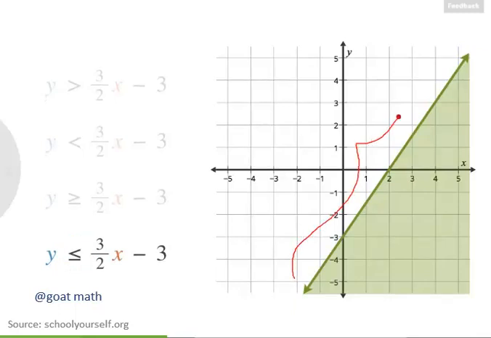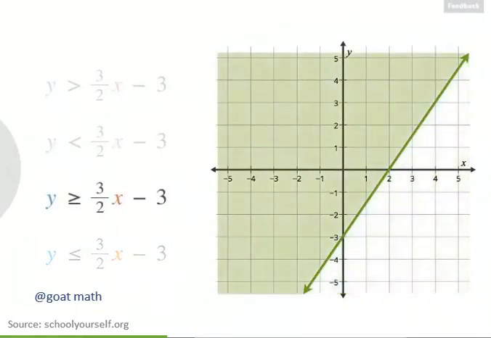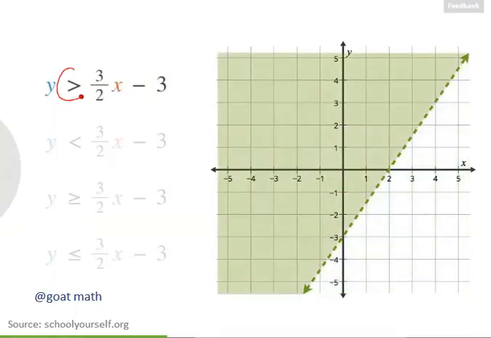This line is where y equals 3/2 x minus 3, and this shaded region is where y is less than 3/2 x minus 3. And here's the graph for y is greater than or equal to 3/2 x minus 3. And here's the graph for y is less than 3/2 x minus 3. For this inequality, the line is no longer part of the solution, so it's dashed. And finally, here's the graph for y is greater than 3/2 x minus 3.